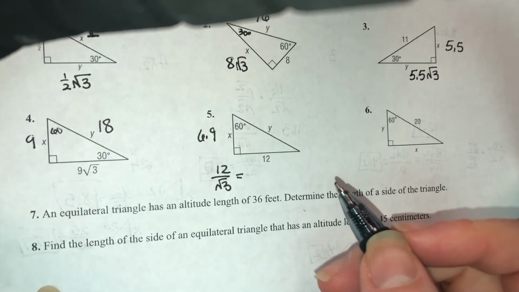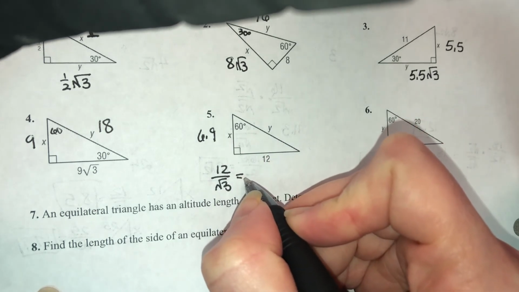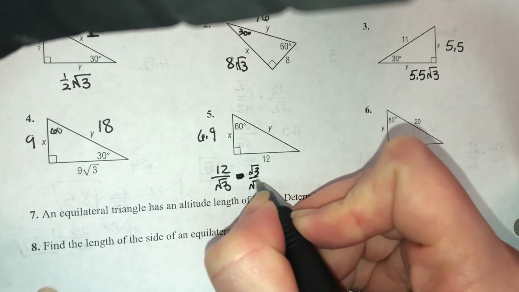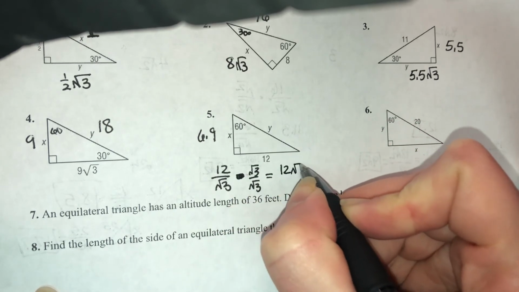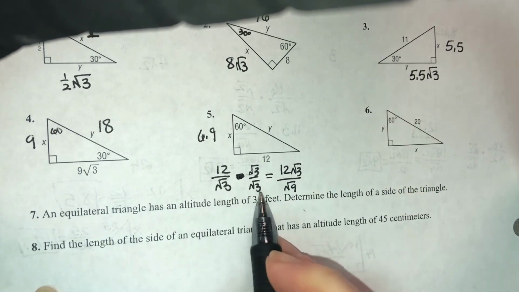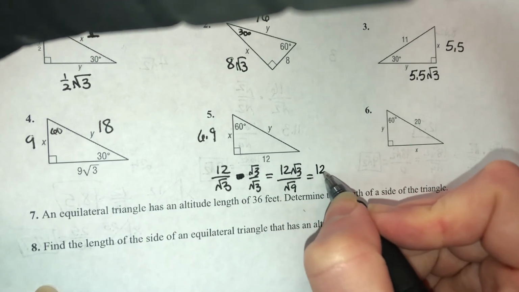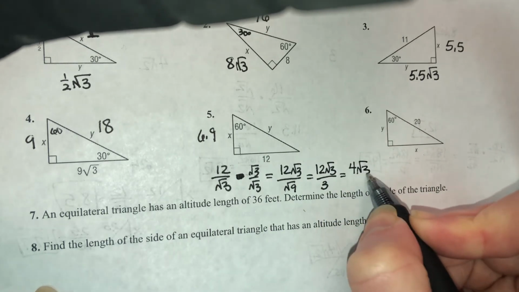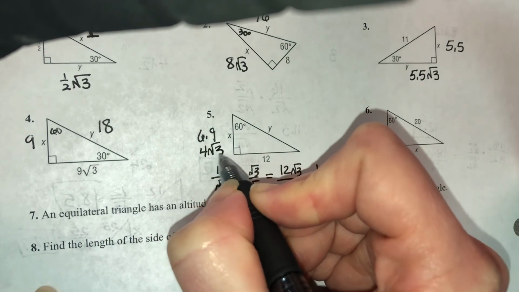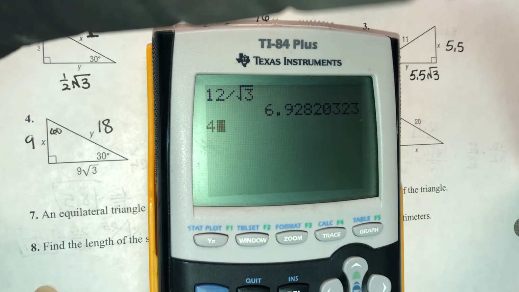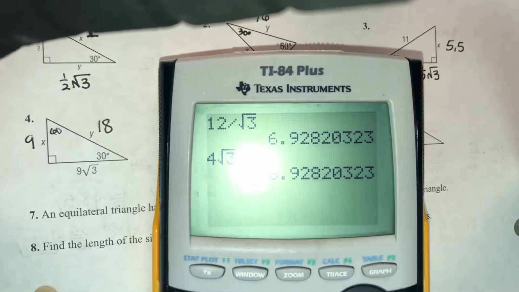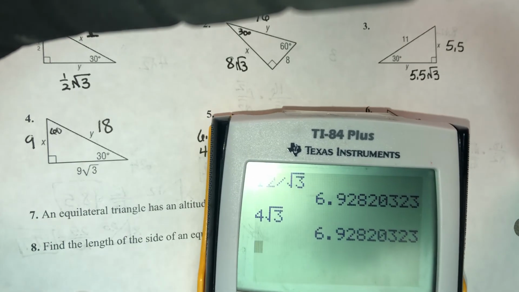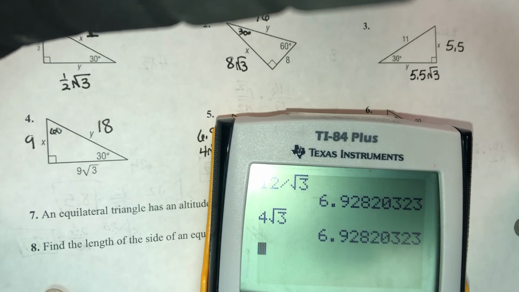If you wanted to do a simplified radical, you can do that. You would multiply by the square root of 3 over the square root of 3. So 12 square root of 3 over square root of 9, because 3 times 3 is 9. The square root of 9 is 3, and 12 divided by 3 is 4. So 4 square roots of 3 would be the same thing. We could type that in, 4 square root of 3, okay? That's some advanced Algebra 1 skills, so if you just want to give me the decimal, I'm fine with that.